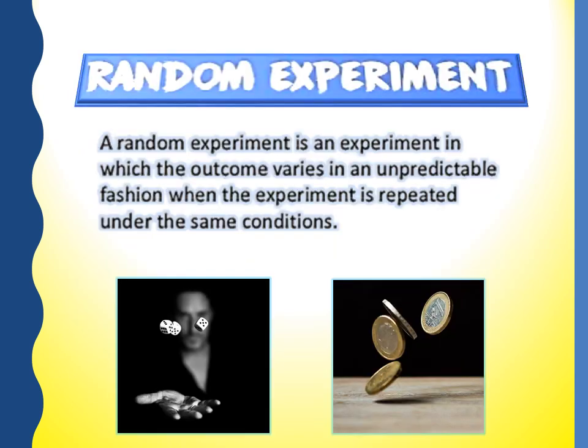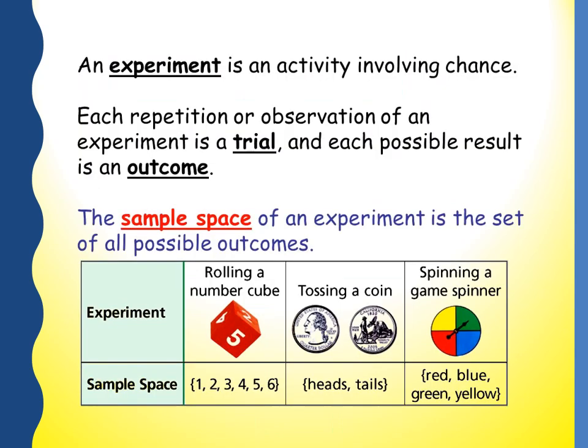Random experiment. A random experiment is an experiment in which the outcome varies in an unpredictable fashion when the experiment is repeated under the same conditions. An experiment is an activity involving chance. Each repetition or observation of an experiment is a trial, and each possible result is an outcome. The sample space of an experiment is the set of all possible outcomes.